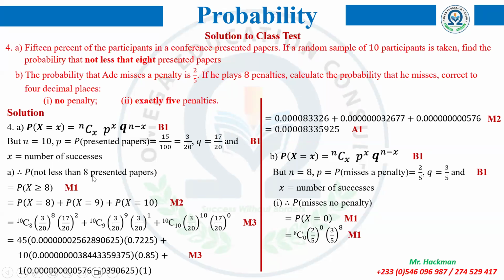So P, not less than 8, presented. Not less than 8. So you know that if it's not less than 8, then it means it will be greater than or equal to 8. Not less than, so meaning the less than key will be there, not the cancel. If it's not less than, then it means it will be the opposite, greater than or equal to. So greater than or equal to 8. Let's look at the inequality direction. It means we'll do 8, 9, and 10. By the opposite direction, we'll do 0 up to 7.